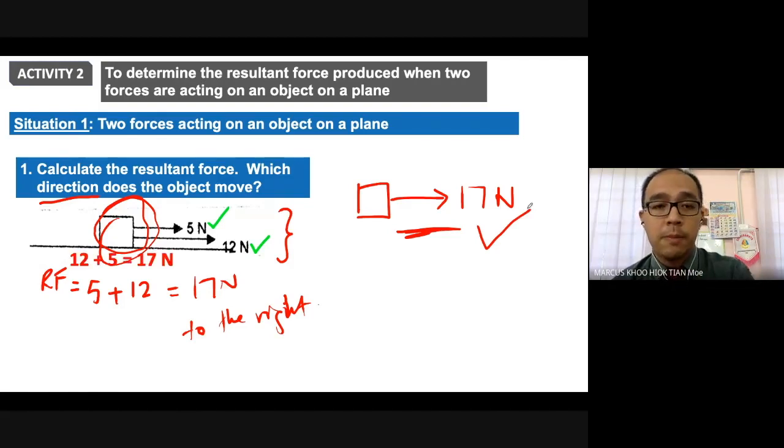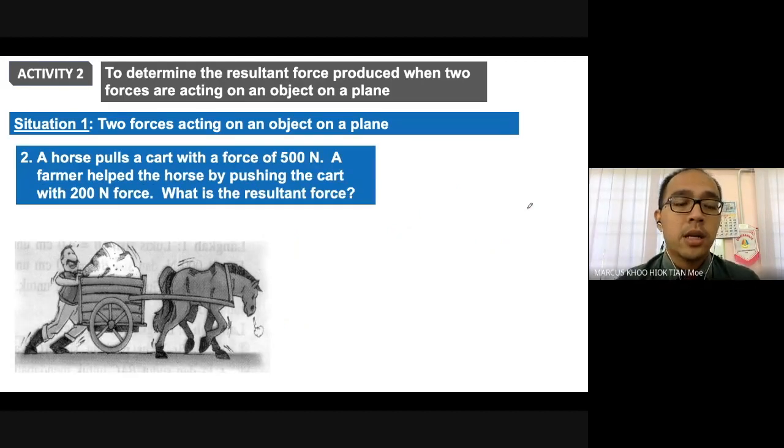Alright, good job. Okay, let's try this. A horse pulls a cart with a force of 500 newtons. A farmer helped the horse by pushing the cart with 200 newton force. So what is the resultant force? Make it a habit: whenever you say resultant force, also say the direction.